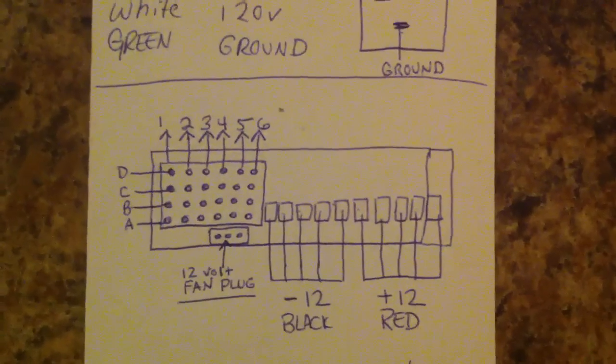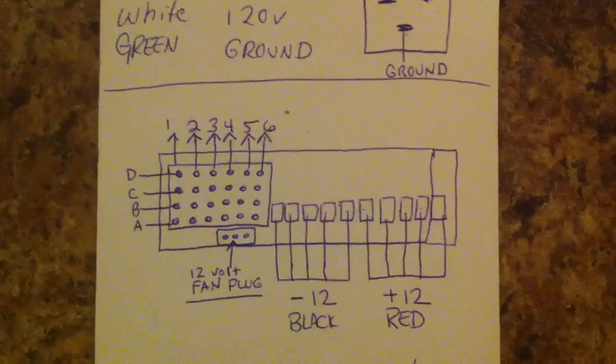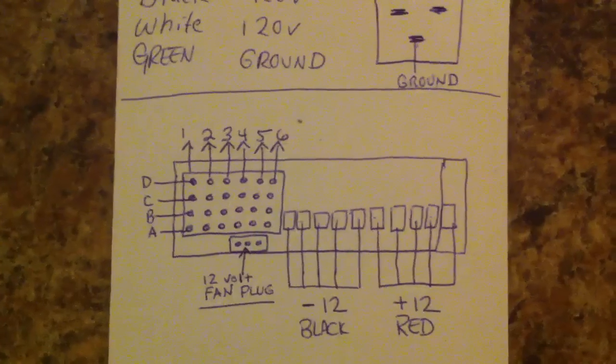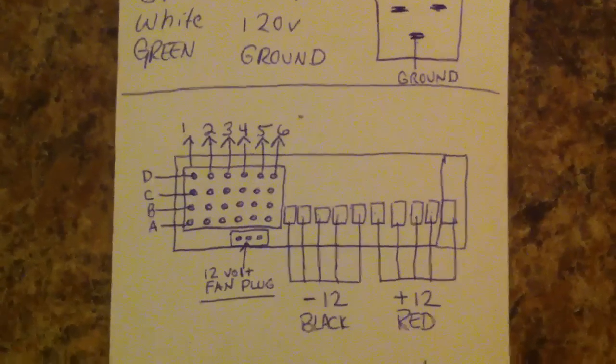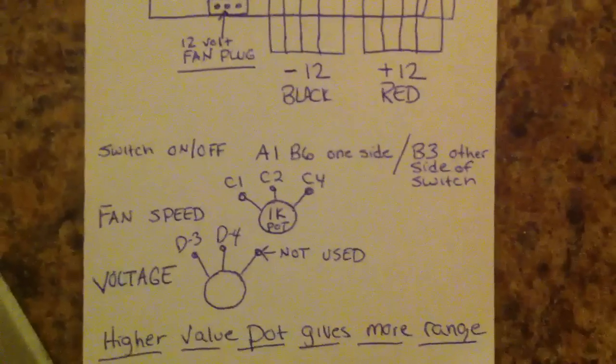There's the back of the amp. You see all the small pins starting at the bottom going up. It's A, B, C, D. Starting from the left going right, it's 1, 2, 3, 4, 5, 6. That's how you wire it up.